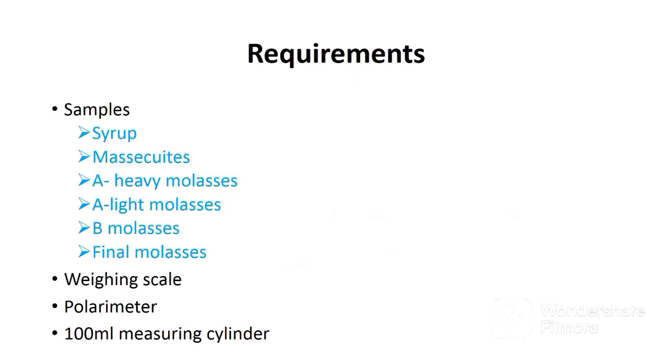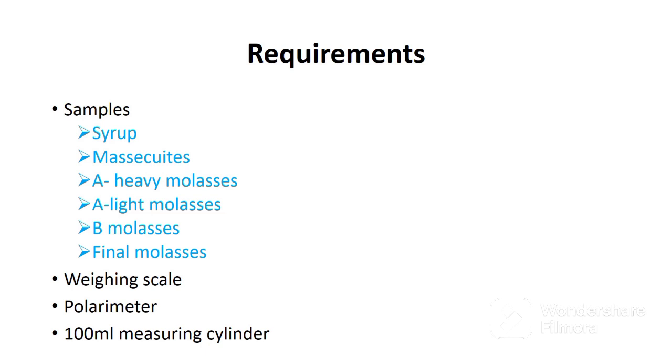Elements for this analysis are: number one, samples. Under samples, we have syrup and melt. Next, we have massecutes. Examples of massecutes are massecute A, massecute B and C. Next, we have A heavy molasses. Next, A light molasses. Next, B molasses. Next, final molasses. If you want to know how these materials are formed at pan boiling section, I request you to watch a video I uploaded on pan boiling and centrifugation.